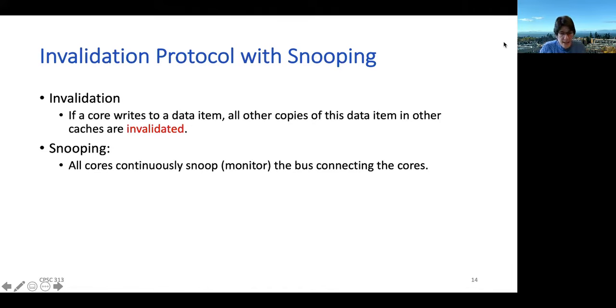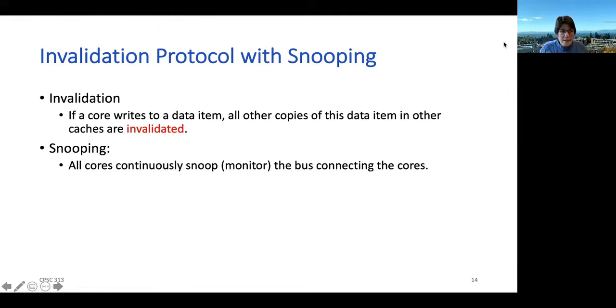So the idea is that as messages go across the bus, you can sort of peek at them and go, depending on what that message is, I know what I should do. So when a core writes a data item, all the other cores that have that data item need to notice that and then invalidate their cache entries.